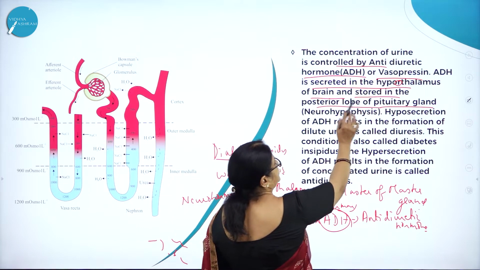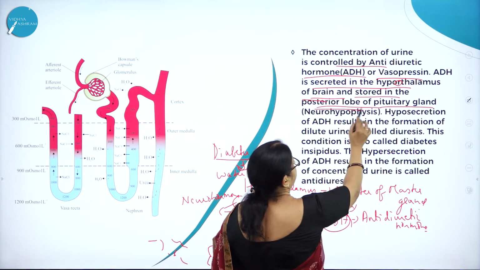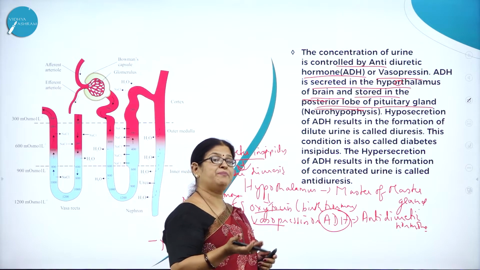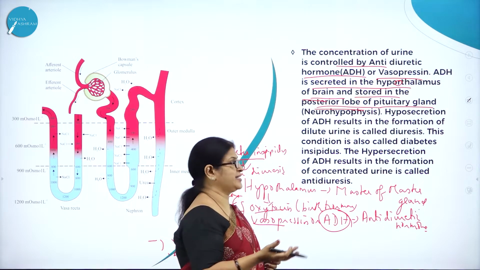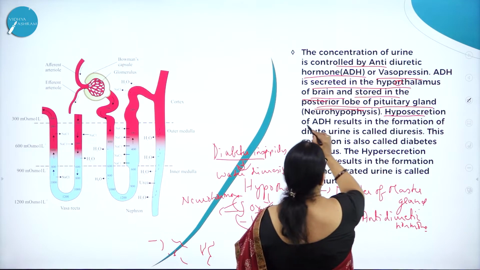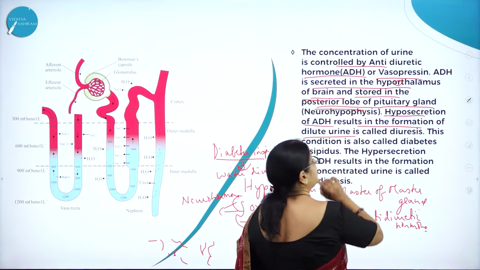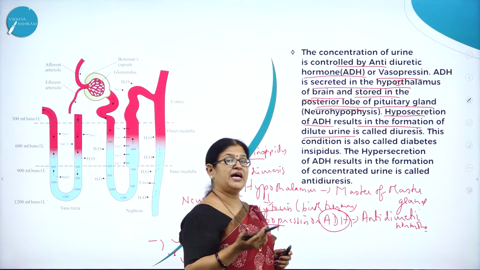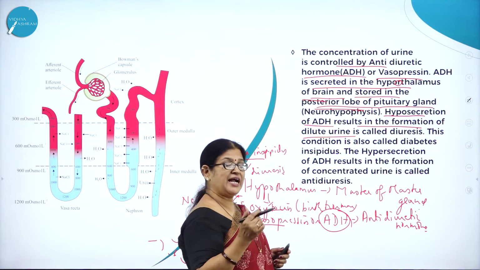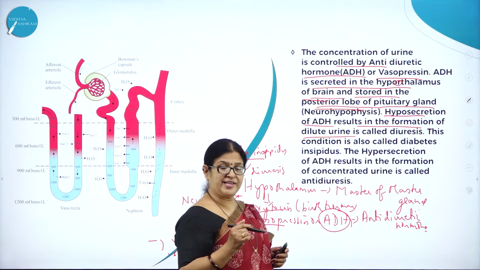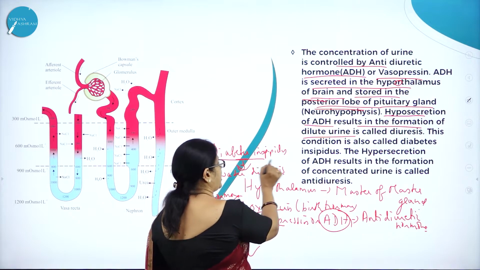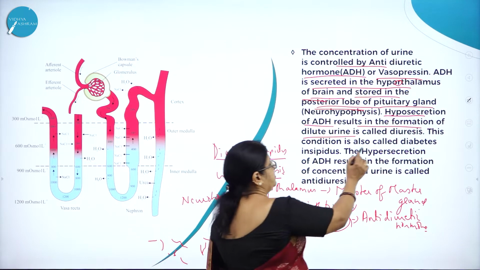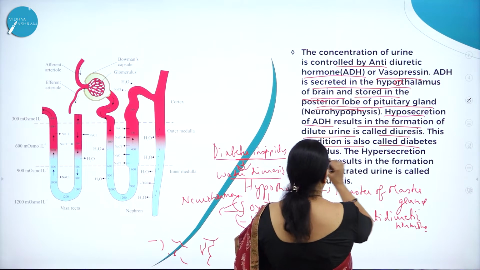ADH, as I said, is secreted by the hypothalamus of the brain and stored in the posterior lobe of the pituitary gland. Hyposecretion. What do you mean by hyposecretion? Hyper means more secretion. Hypo means less secretion. So hyposecretion of ADH results in the formation of dilute urine. If ADH is not produced, then dilute urine will be eliminated. That is again a disorder of the excretory system, otherwise called diabetes insipidus, or water diuresis.